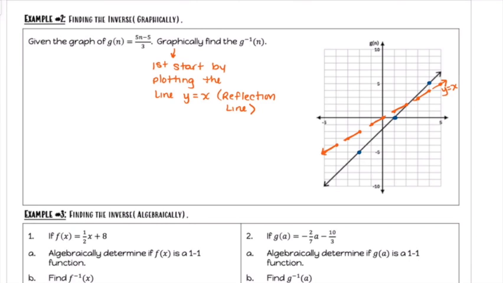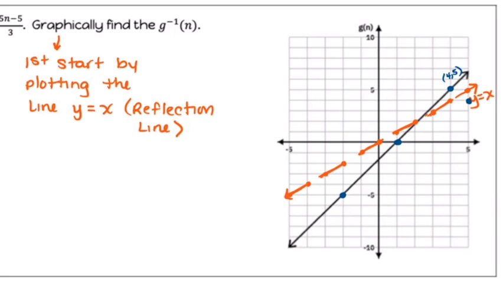All right, so these are some points that I identified. So I have the point here, 4, 5. This point is going to change to 5, 4. So it's right here. Another point I found was the point 1, 0. That point is going to go to 0, 1. Another point I found here is -2, -5. That point is going to become -5, -2.